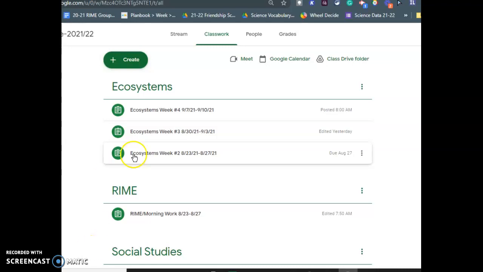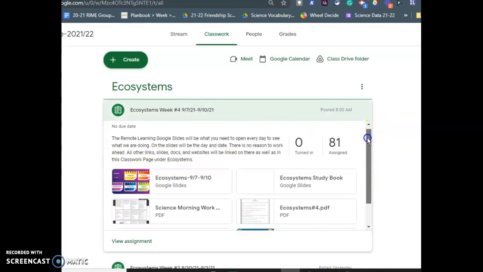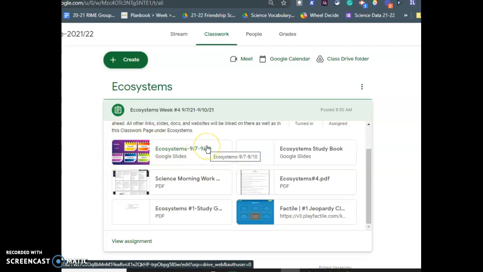All right, so if we jump into Ecosystems week number 4, because that's this week, and you start scrolling down and looking at everything here. Obviously, if you are at home, this is the main slides for you. And that could be any of us at any time. We could be at home, and these are the slides that we need to look at. It tells us what we're going to do each day.